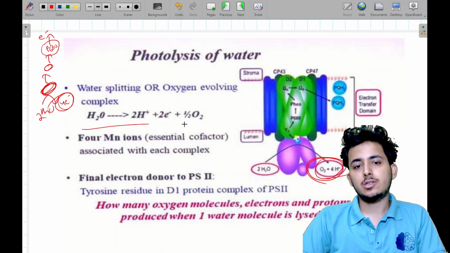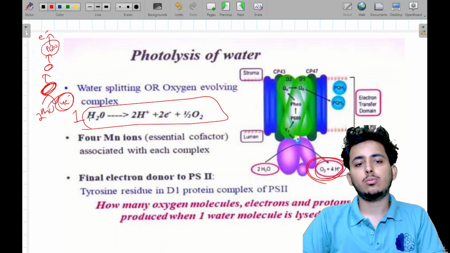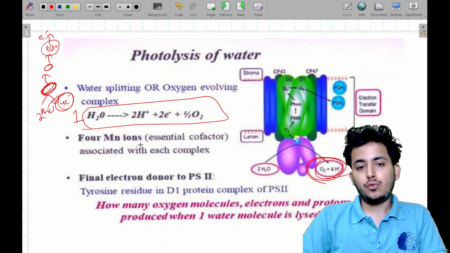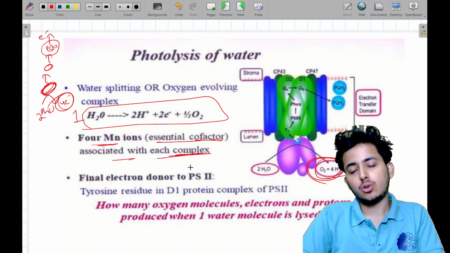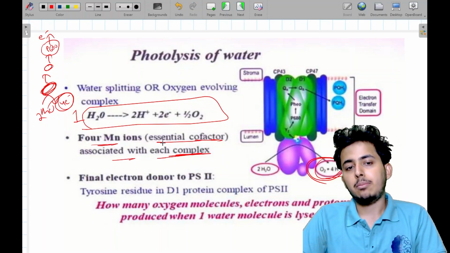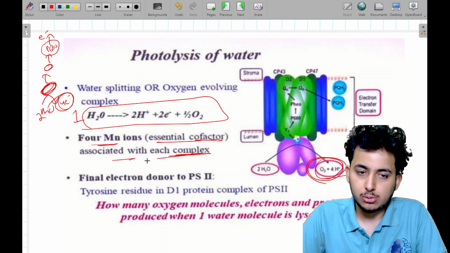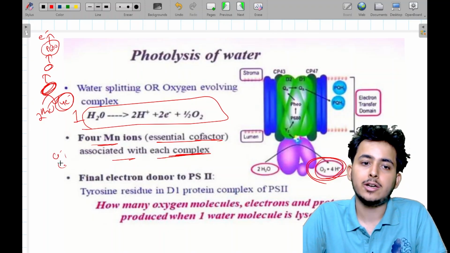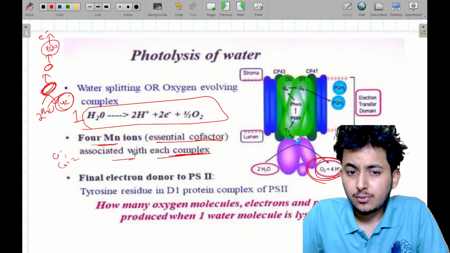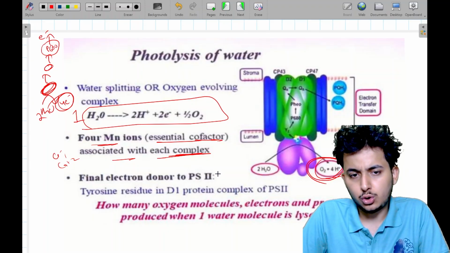So here this is the water splitting, this is for one water molecule. Four manganese ions are essential cofactors associated with each complex. Apart from manganese, you require chlorine and calcium also. These are also required. Then, the final electron donor to PS2, if you talk about it.